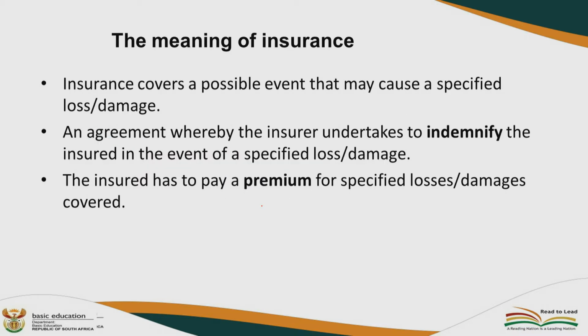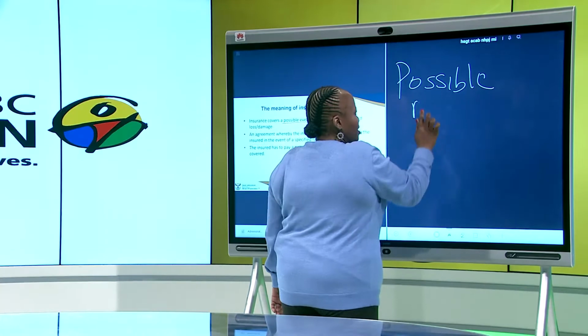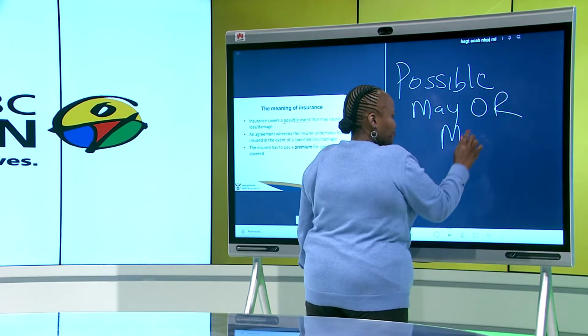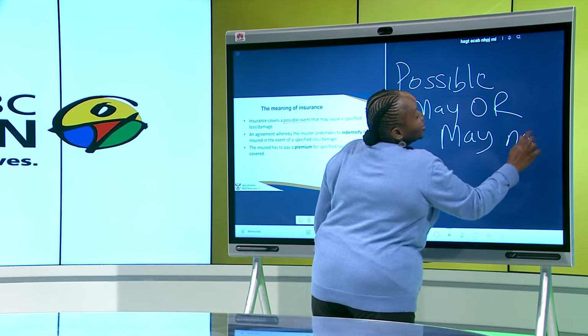Now, let us look at the meaning of insurance. Insurance covers a possible event. It is important that you know that it covers a possible event. What do we mean by possible? By possible, we mean the event may or may not happen.